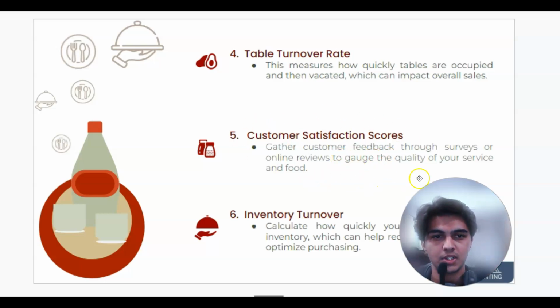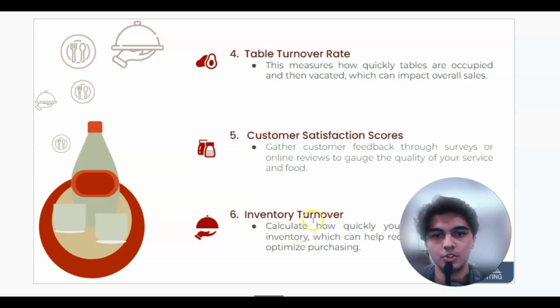Now let's talk about customer satisfaction score. If you are in a business that provides services like food, beverages, bars, or restaurants, you will need to gather feedback from the customers. You can do it by having some surveys, or by online reviews, or by asking for a review at the time. You can ask them how was the food, or how were our services. Okay, so all this will be indicated by this indicator.